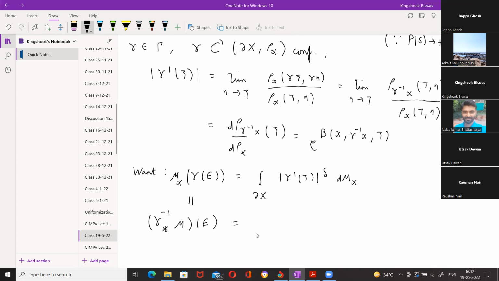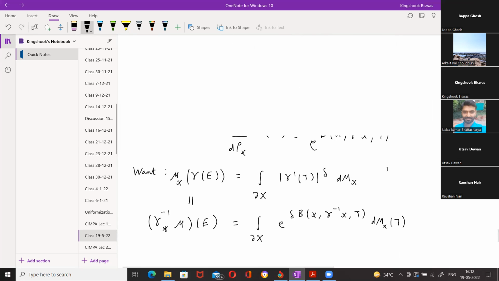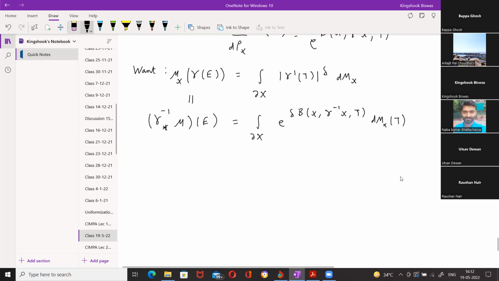And this is what? This is the integral over E of e to the delta b_x(gamma inverse x, xi) d mu_x of xi, right? Sorry, this is not the integral over boundary x, it is the integral over E. So this is for all E in boundary x.